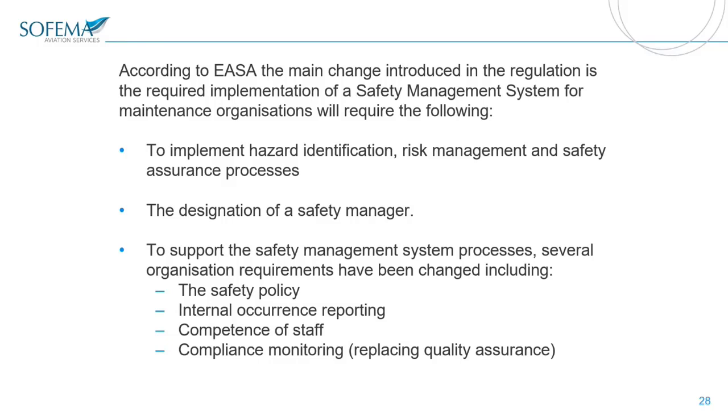To support the safety management system processes, several organization requirements have been changed. The safety policy needs to reflect the obligations of the 145, of course. Internal occurrence reporting. EASA is focused on potentially protecting reporters. So how can we do that? How can we protect the anonymity of a reporter?